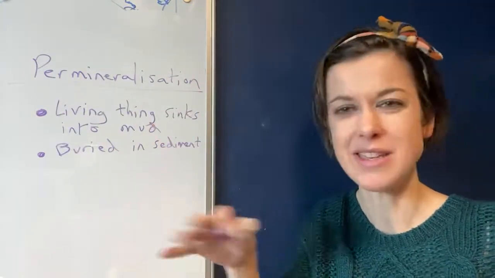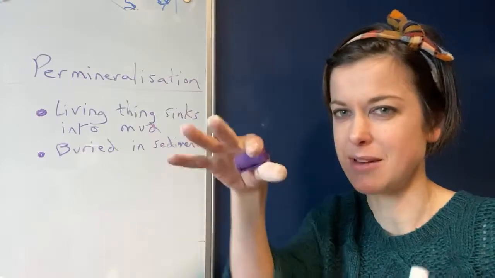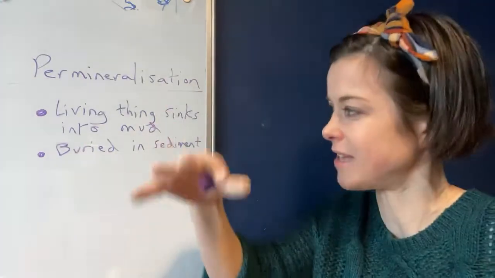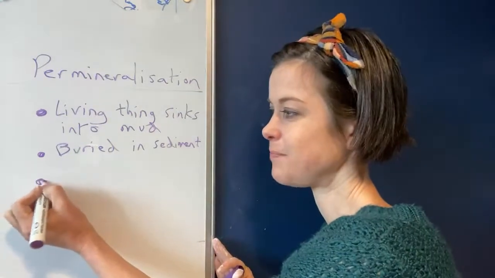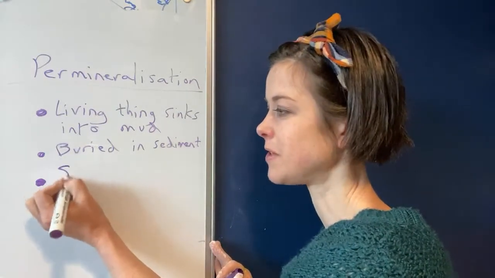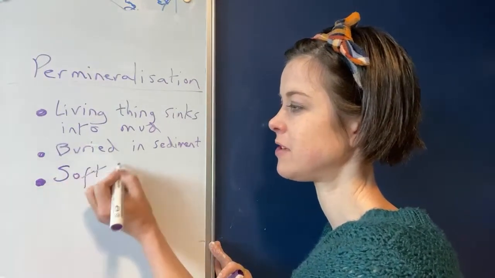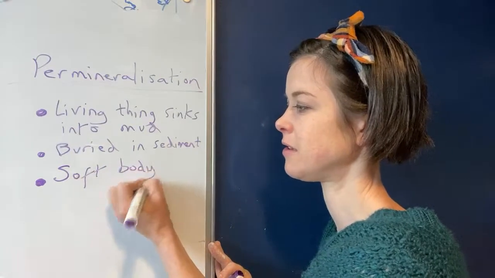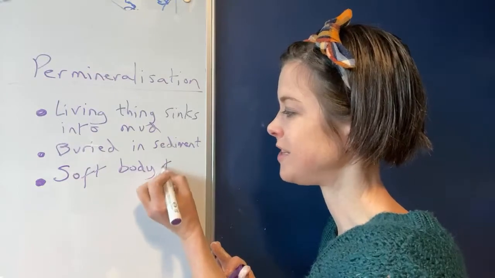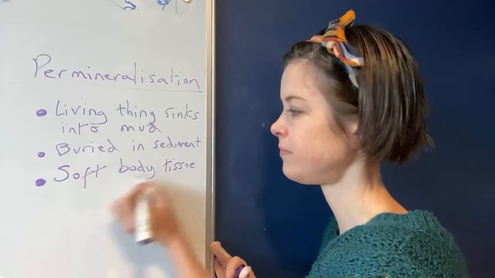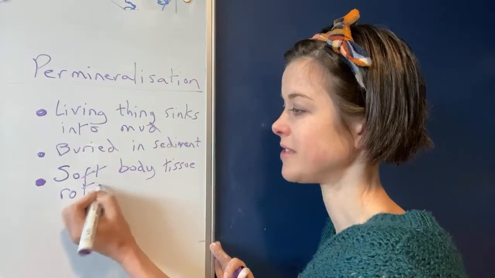Are we all okay with that word? Just gets covered slowly over time in little tiny bits of stone, like sand or whatever. And then what happens, this is very important, this comes up all the time, is the soft body parts. What happens to them? You remember the word? Soft body tissue, I'll call it. It rots away. Well done, I heard you.